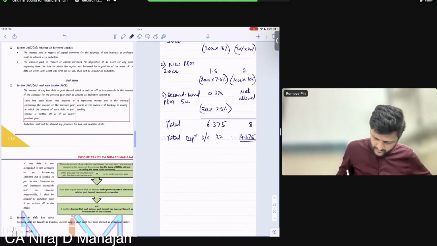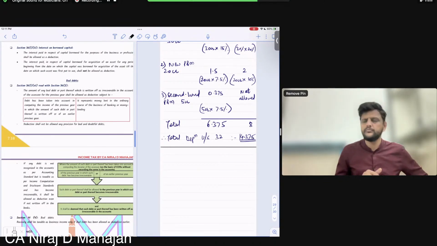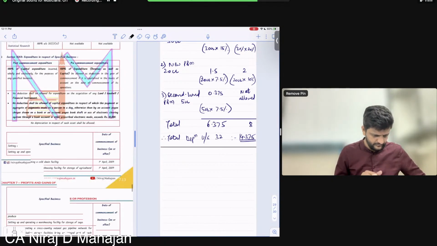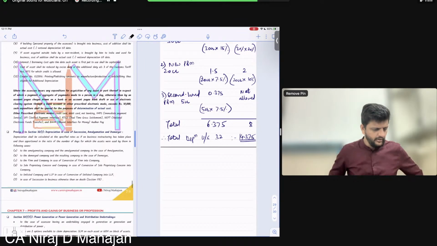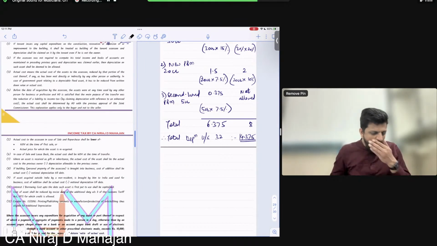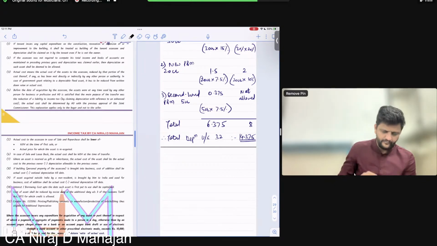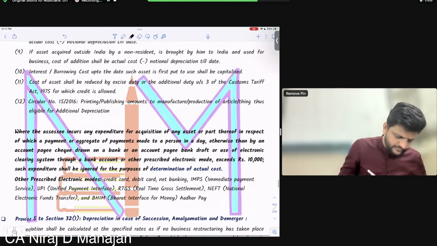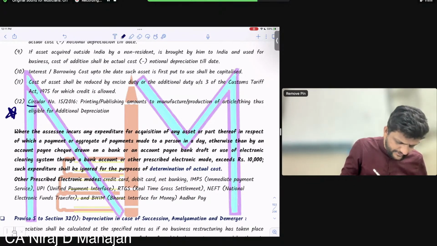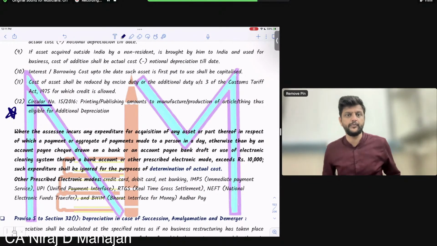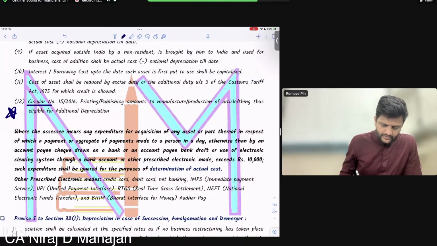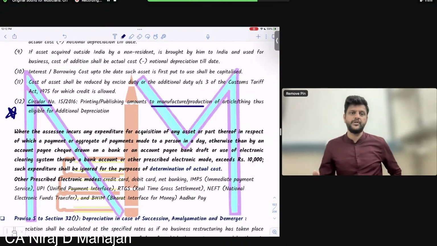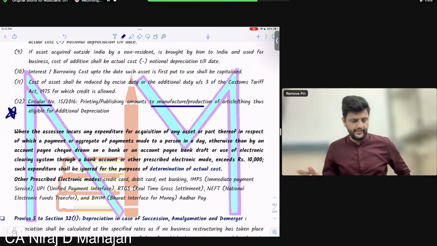Come back to your textbook. Near depreciation. Done? All of you okay? Check here, a circular was given by CBDT. Printing, publishing will be considered as manufacturing. So if the business is in printing, publishing, additional depreciation will be allowed. Clear?